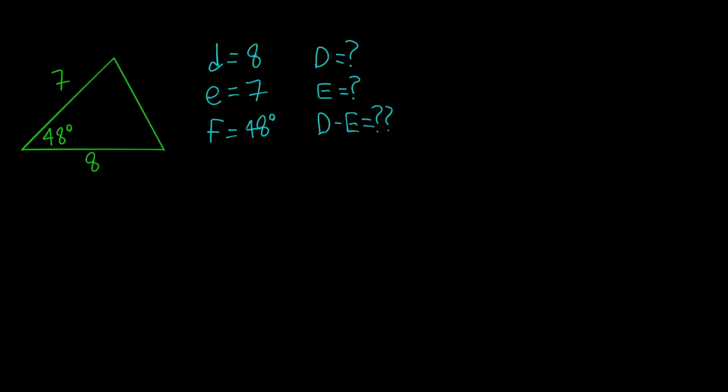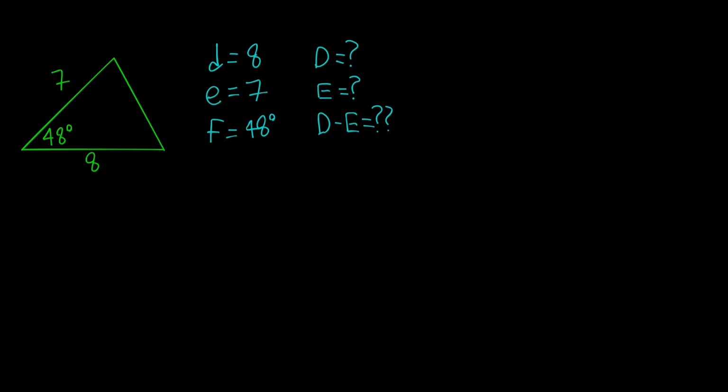Okay, so in this example right here, we have 48 degrees as F, and then we have two sides, E and D, which are 7 and 8 respectively. And it asks us to solve for the difference between angles D and E.